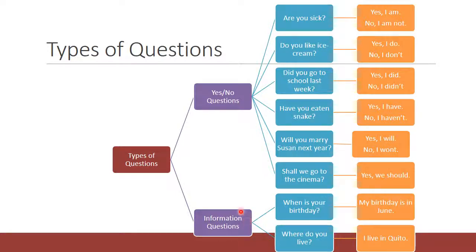Now, let's talk about the information questions. The information questions are questions that let us answer in a free way. For example, when's your birthday? My birthday is in June. So here we're talking about a date. Where do you live? I live in Quito. Here we're talking about a place. So with the information questions, your answer is going to depend on what is required in the question.